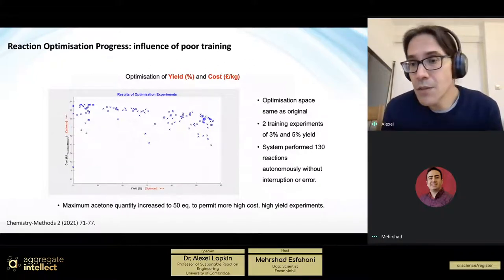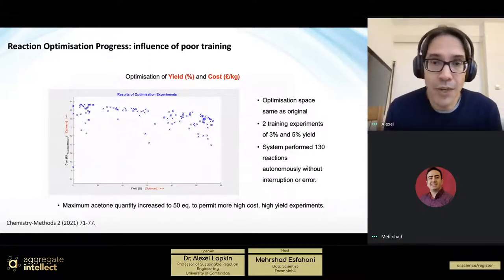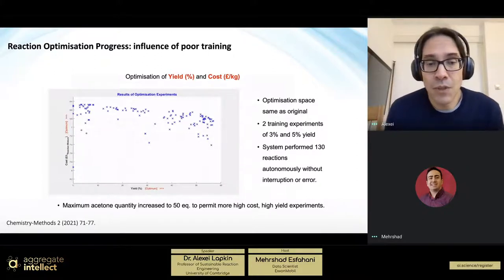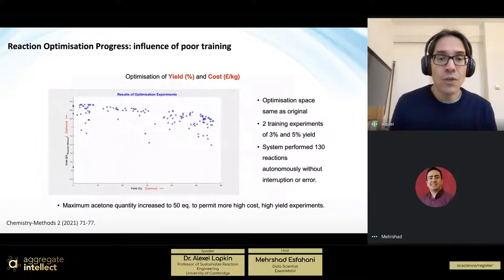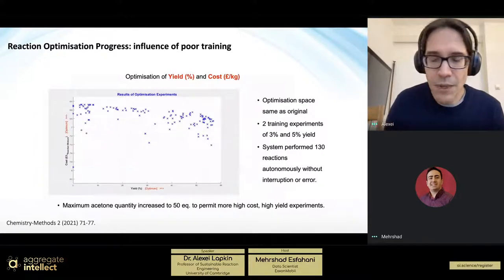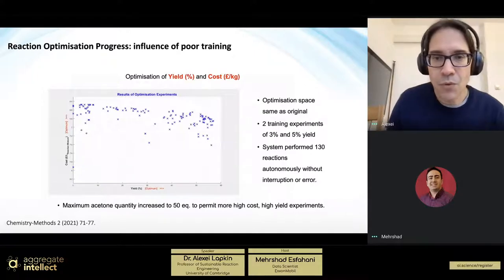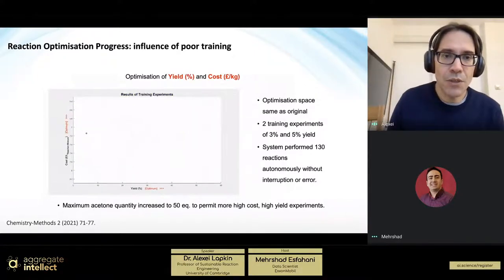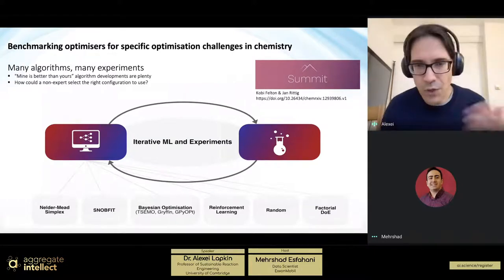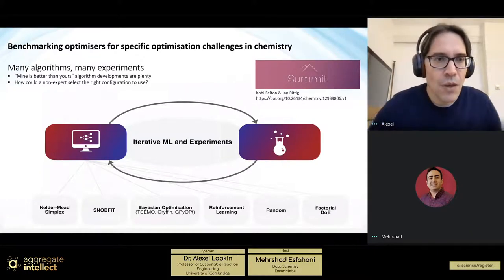In this case, 130 experiments. It's several days of work. It's almost a week. And the machine works on its own. It will only send an error message if something is wrong, like a pump stopped or a solution bottle ran out of solution.